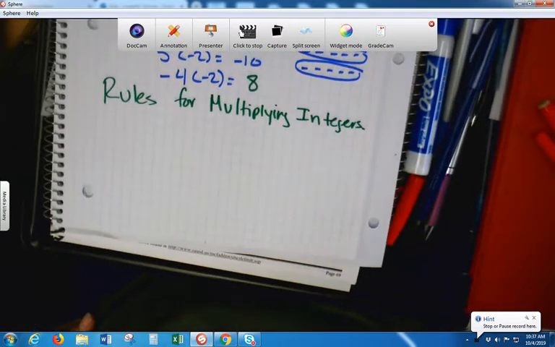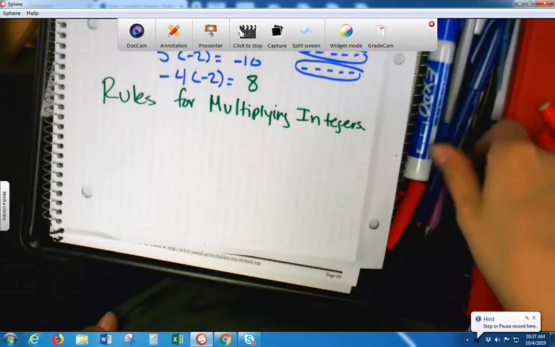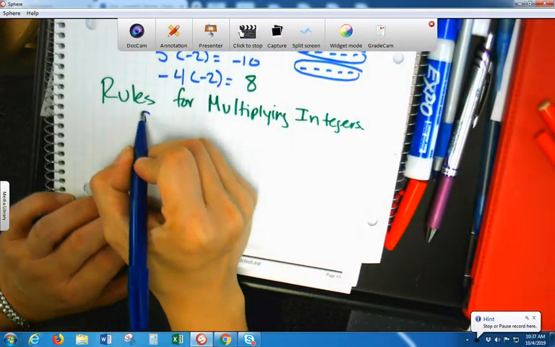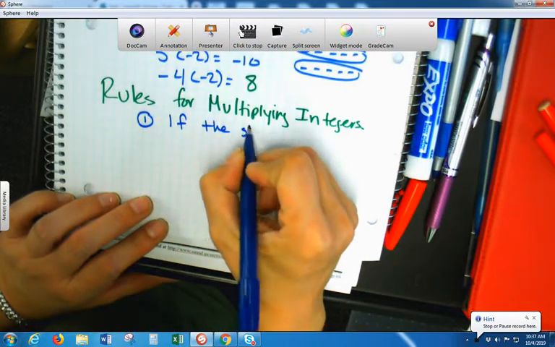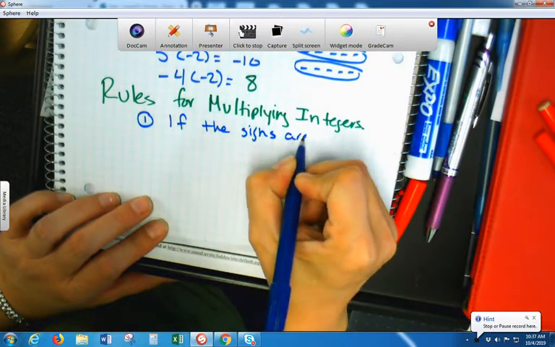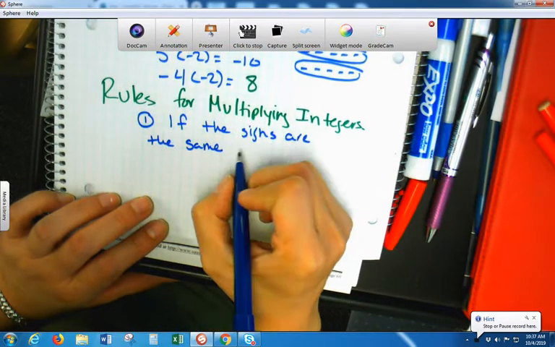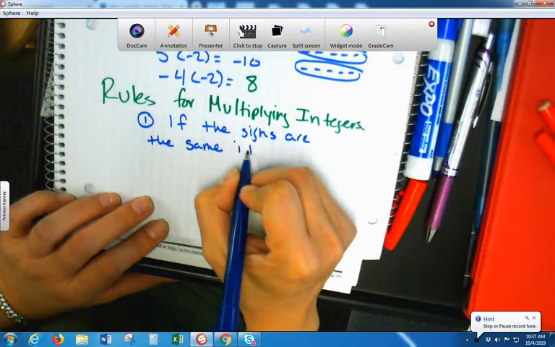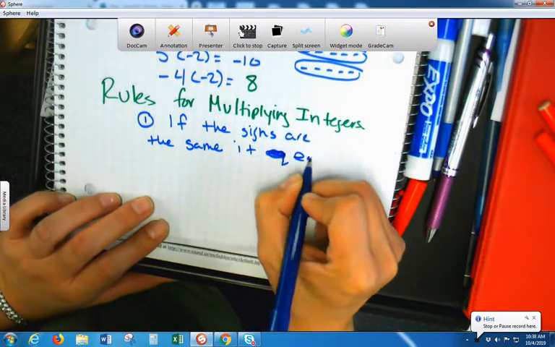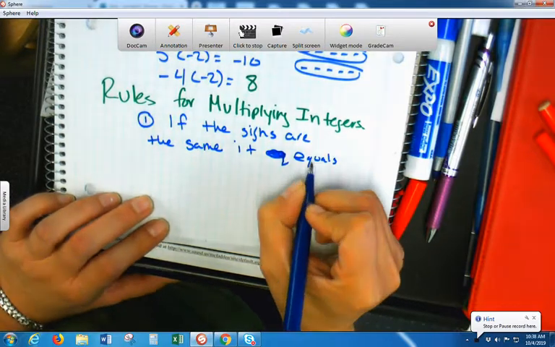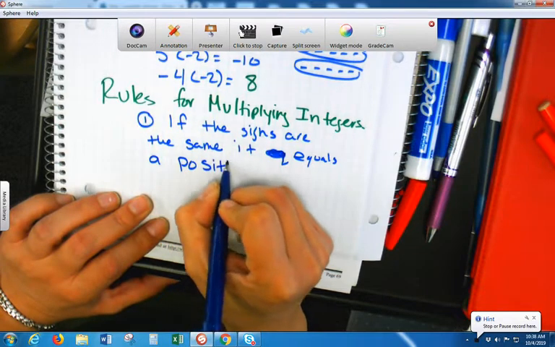Tuesday. Rules for multiplying integers. Here are the rules. You're writing this down, right? If the signs are the same, it equals a positive number.